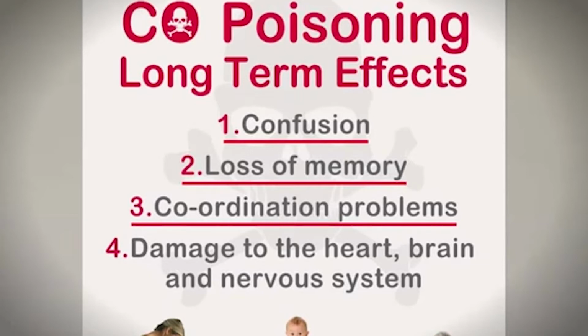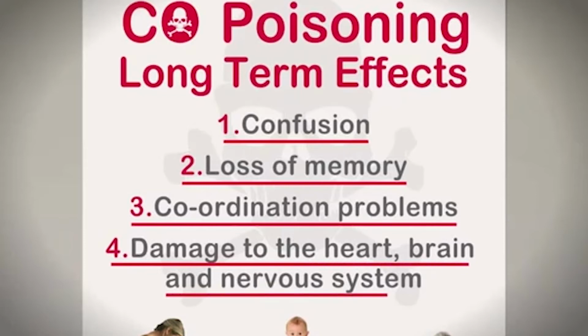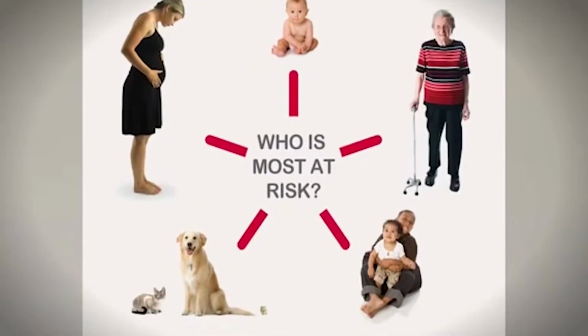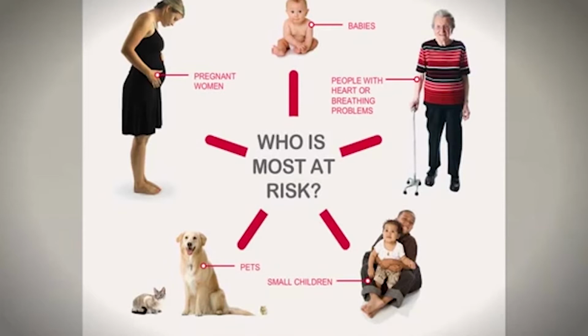People who suffer mild symptoms usually make a full recovery, but between 10 and 50% of people with CO poisoning may have long-term problems, potentially caused by CO gas damaging the heart, brain, and nervous system. It's important to remember that some members of your household may be affected by CO poisoning more quickly than others. For example, people with heart or breathing problems, babies and small children, pregnant women and pets may be the first to show signs of CO poisoning.